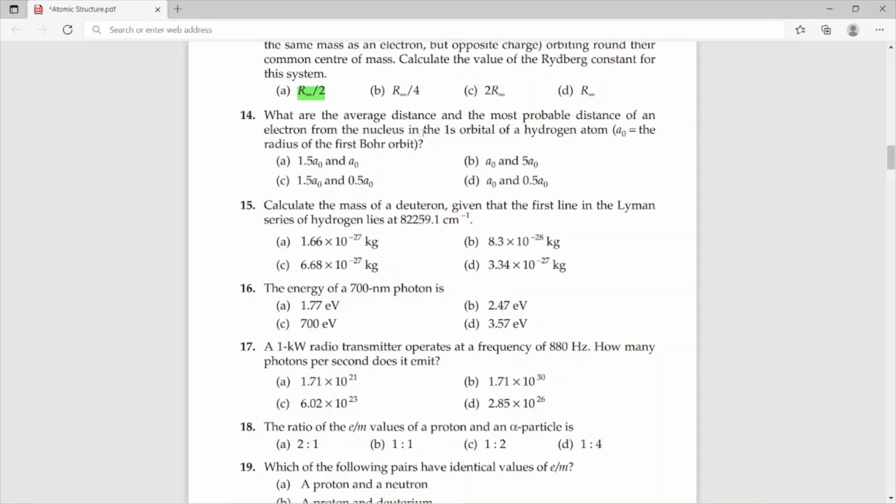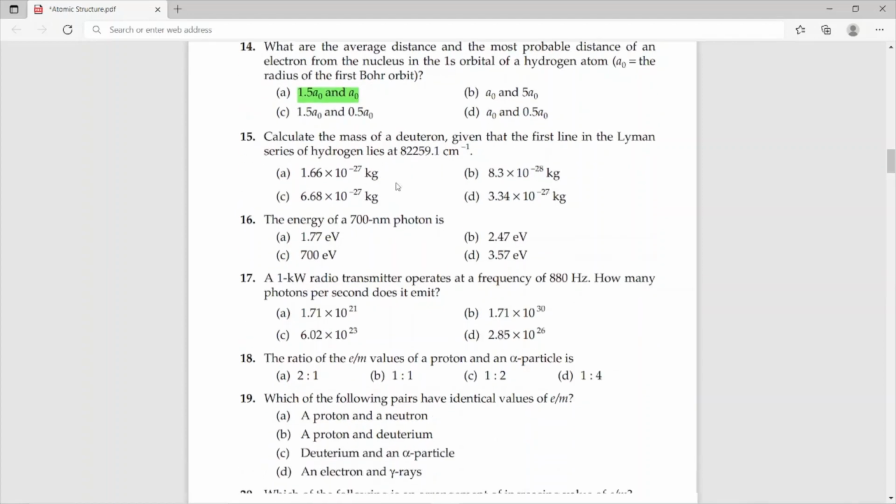What are the average distance and most probable distance of an electron from the nucleus in the first orbital of a hydrogen atom, where A0 is the radius of the first Bohr orbit? Okay, so this is the 14th question. The right answer is 1.5 A0 and A0. This is the right answer, option A.